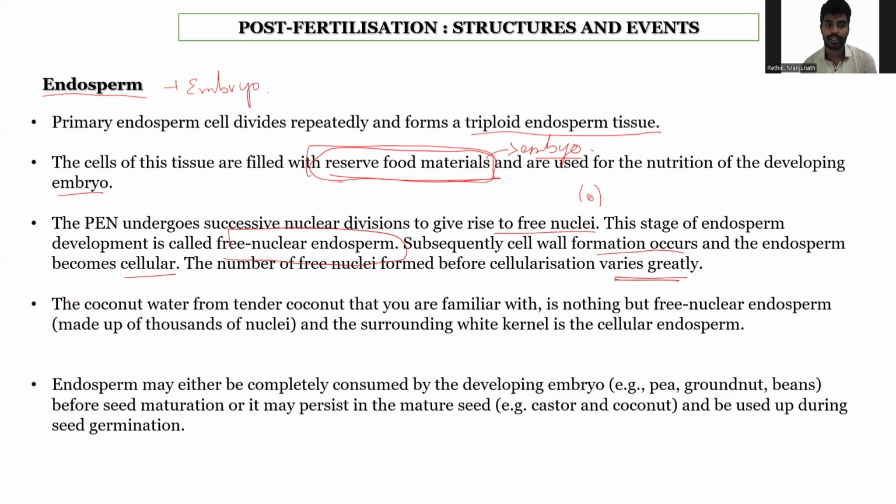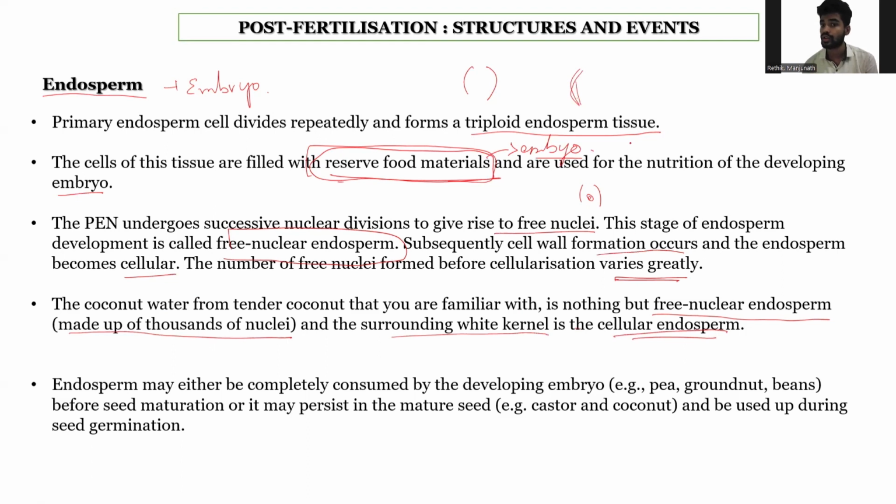Done. So the next one is, for example, have you seen the coconut actually? So in coconut, what happens? The water in the coconut, right? You're very familiar with the water which is present in the coconut, right? They're nothing but the free nuclear endosperm. They're actually made up of thousands of nuclei, and they're surrounded by the white kernel. That is the white thing that you normally like to eat, right? So that is nothing but the white kernel, which is the cellular endosperm.